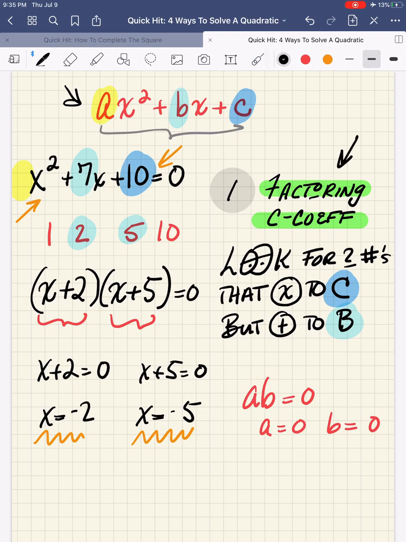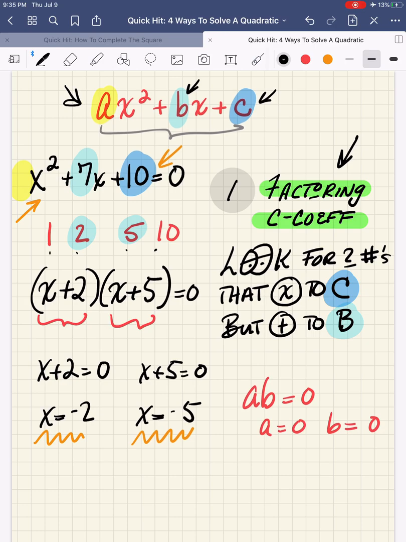A fine method, especially if I have a simpler quadratic, something with a nice, easy, factorable c coefficient where I can run through the factors in my head, boom, boom, boom, and see which of those adds up to my b coefficient. Now, unfortunately, sometimes it isn't that easy. Sometimes I've got a really gnarly c coefficient, a big, ugly number that doesn't immediately factor.